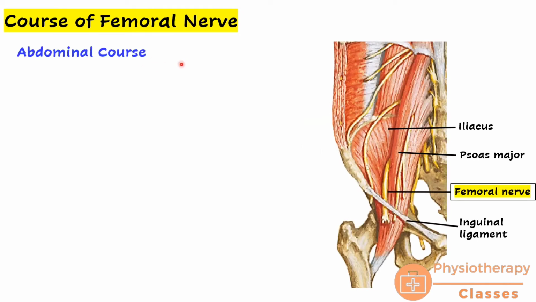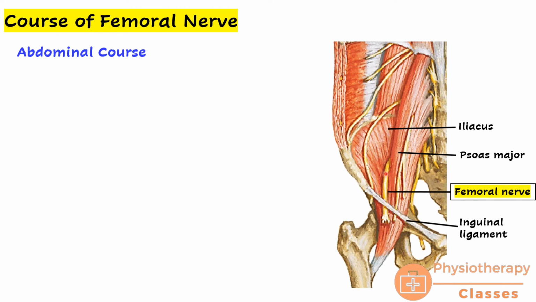Let us consider the course of femoral nerve. We will divide the course into two parts, abdominal course and the course in the thigh, that is in the femoral triangle. So let us begin with the abdominal course. Here we can see in this picture, this muscle is psoas major muscle, this is iliacus muscle, and here we have quadratus lumborum muscle and transversus abdominis muscle. So this is the posterior abdominal wall and this is the iliac fossa. That is what you can see.